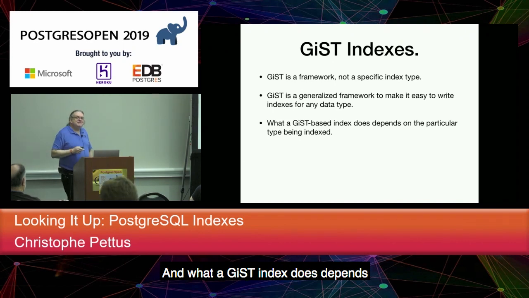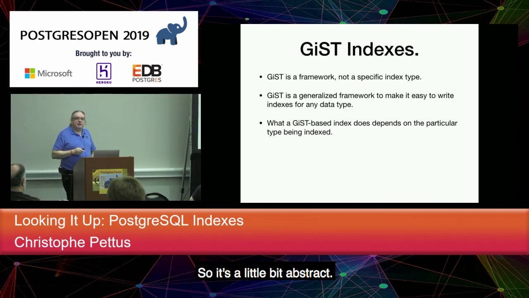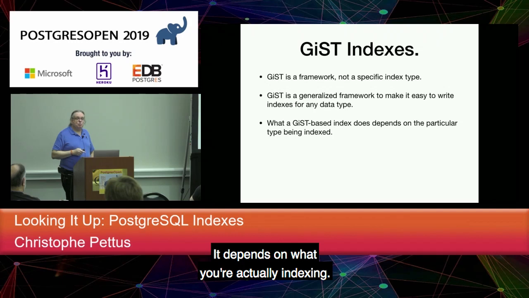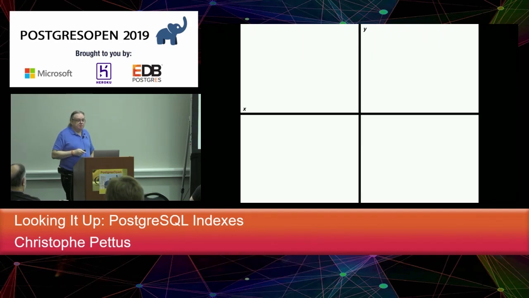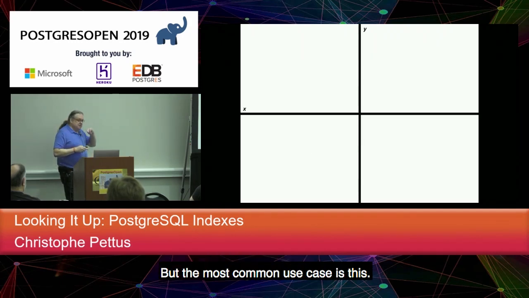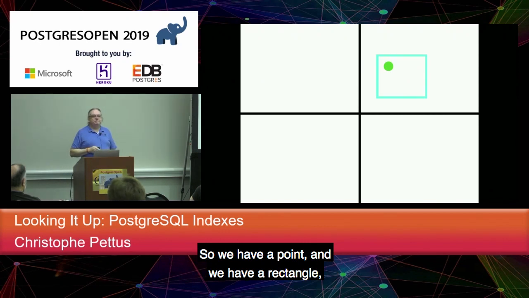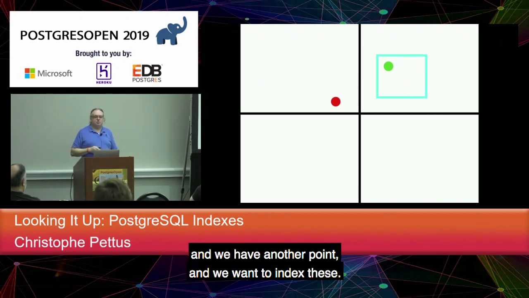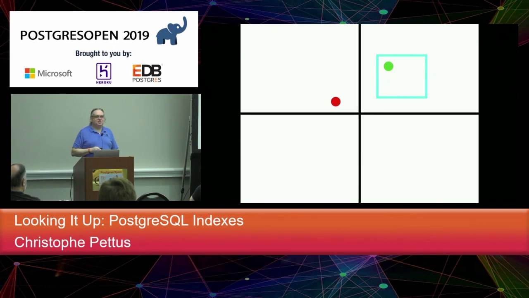And what a GiST index does depends on the particular type being indexed. So it's a little bit abstract. It depends on what you're actually indexing. But the most common use case is this. So we have a point, and we have a rectangle, and we have another point. And we want to index these.